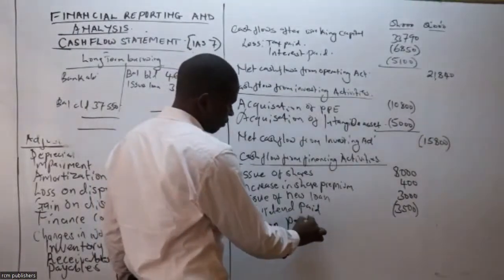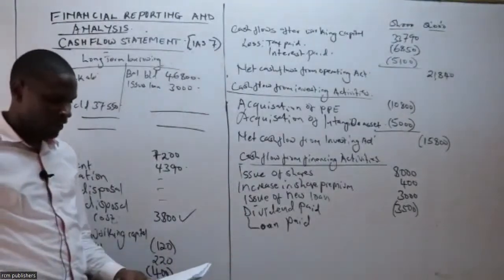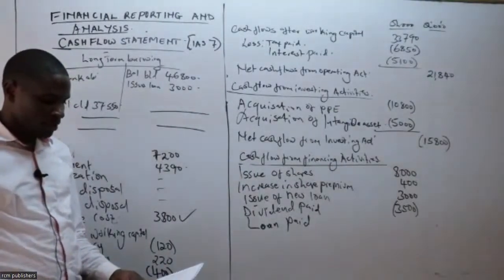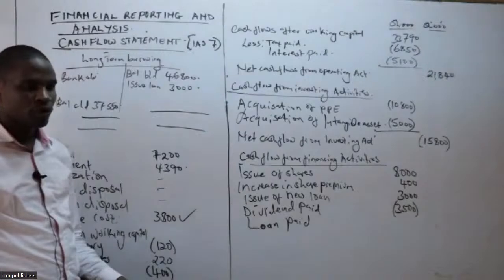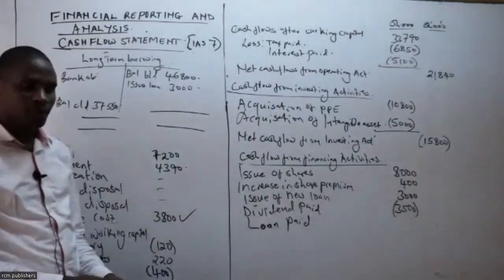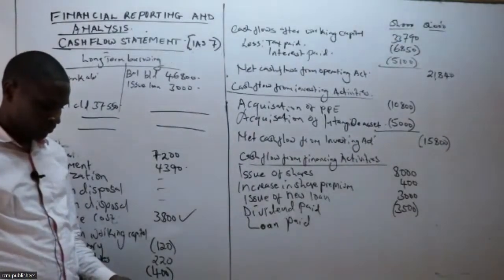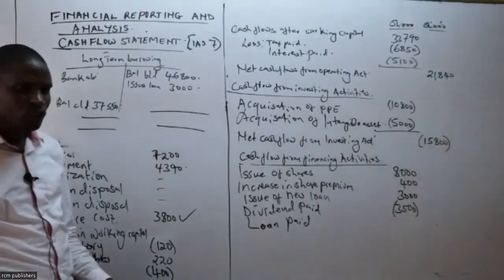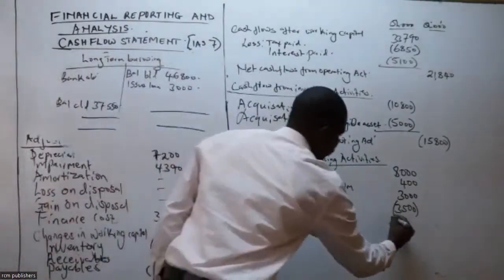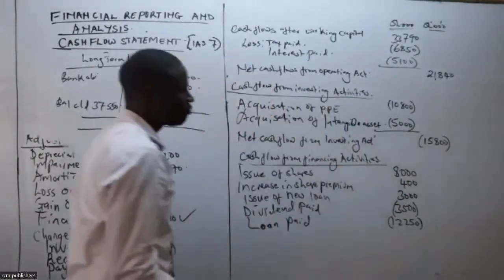How much loan did they pay? Give me the figure there. How much are you getting as the balance there? 12,250, that will be an outflow. 12,250, it will be an outflow.